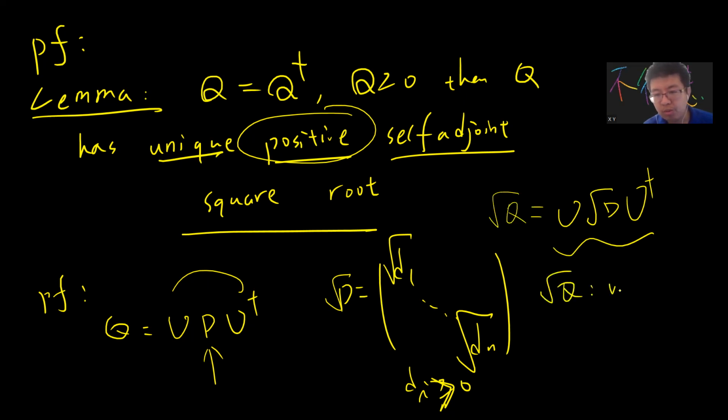So the square root of Q is unique. And obviously it's positive because I only pick out the positive roots. And obviously they're self-adjoint.